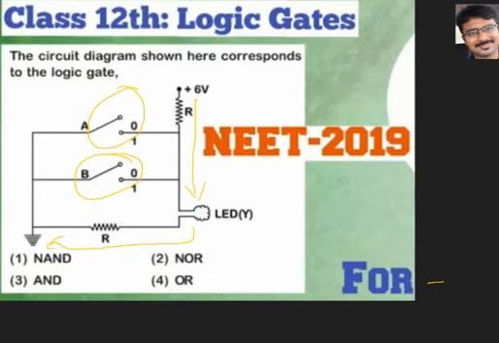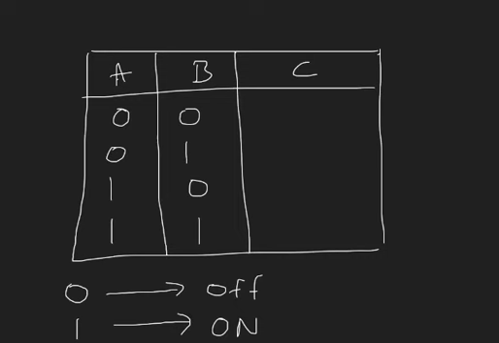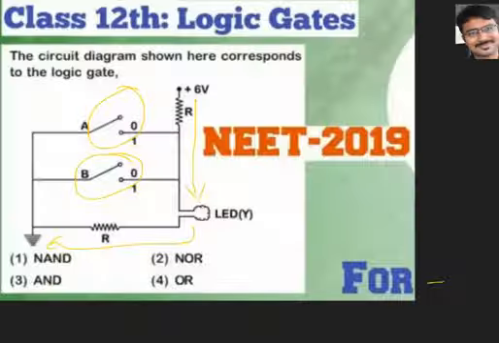So we have to take now our output as 1. Output is 1. So when A is 0, B is 0, output is 1. I hope you are clear with this first one now. Let us see the next situation.